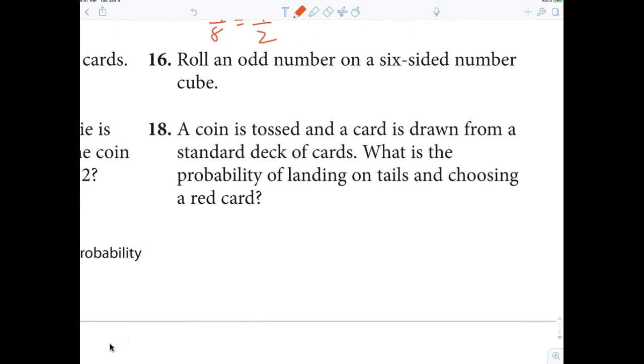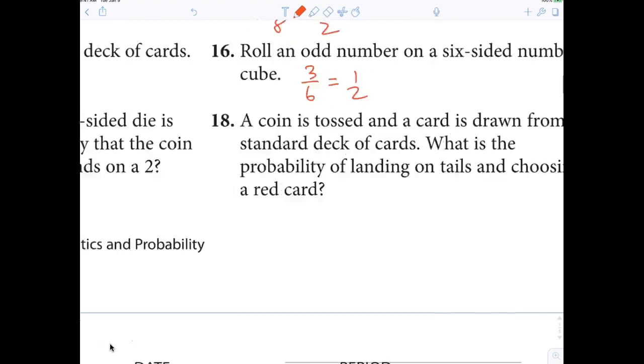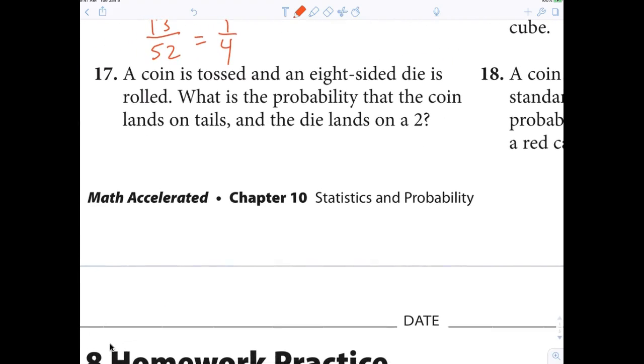Now, number 16. What's the probability that I roll an odd number on a 6-sided number cube? Thank you. 3 out of 6. Perfect. So I want everybody to put 3 out of 6. Then we're going to reduce that to 1/2. Very good. All right, let's take a look now at 17.